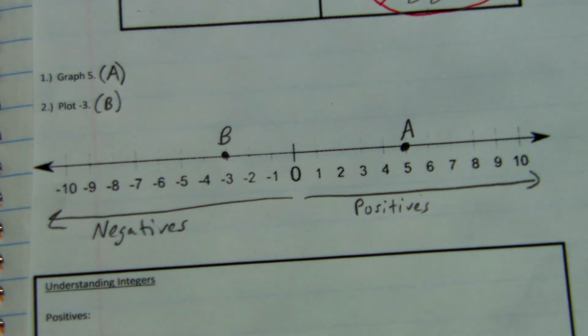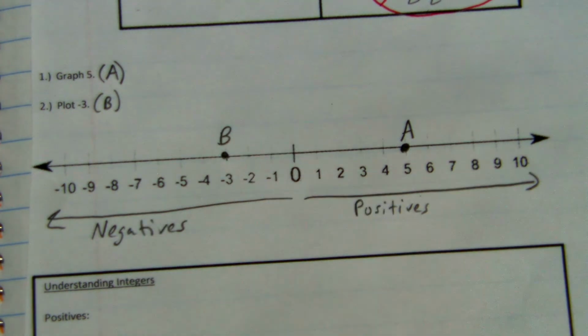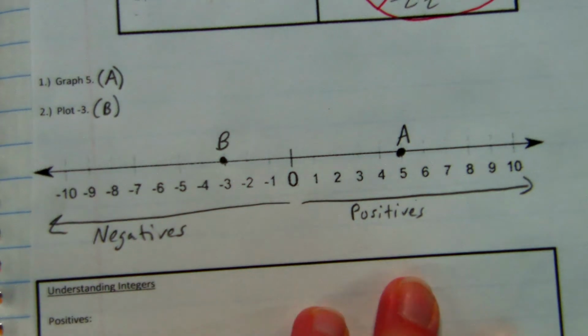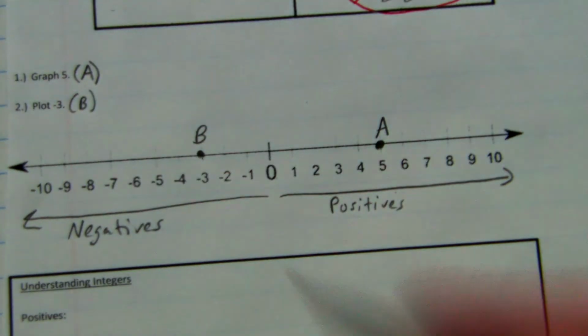You cannot flip those. One year I neglected to say that, and I had a student draw a number line with the positives on the left and the negatives on the right. Whoever invented this did it this way, and it stuck, and this is the way it's done when you have a horizontal number line.